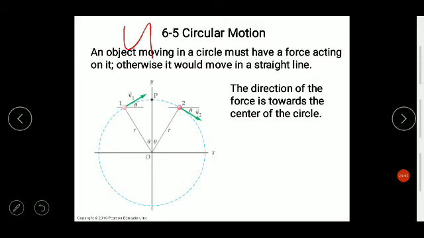Or should I say, the speed is constant. The speed doesn't change. If that's the case, then the force that holds the object in the circular path is constant. We call that Fc, or the centripetal force. The force that is directed towards the center of the circular path is called centripetal force. That is basically the force that holds the object in the circular path.